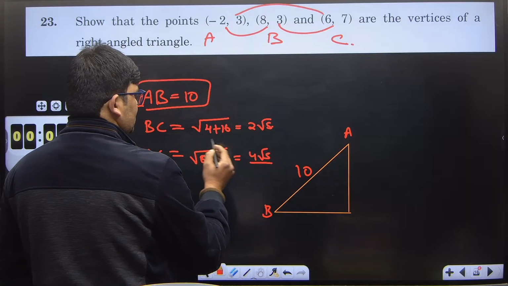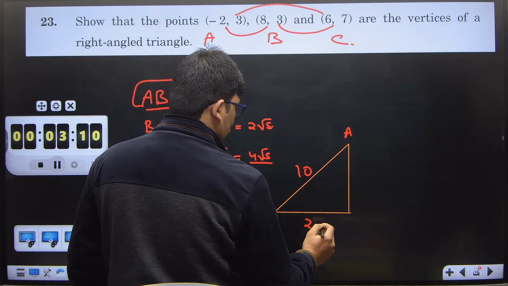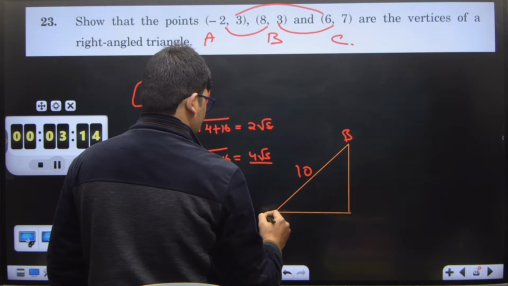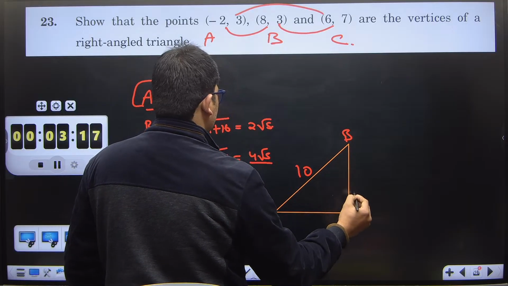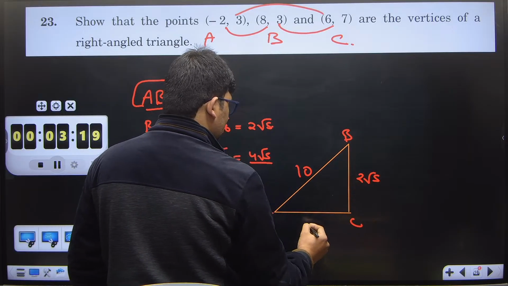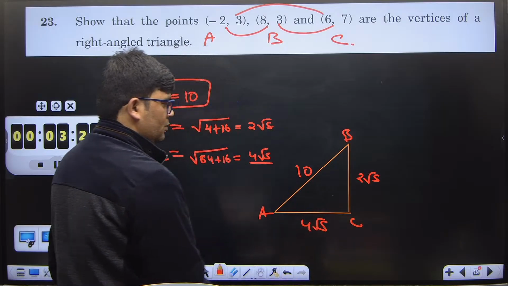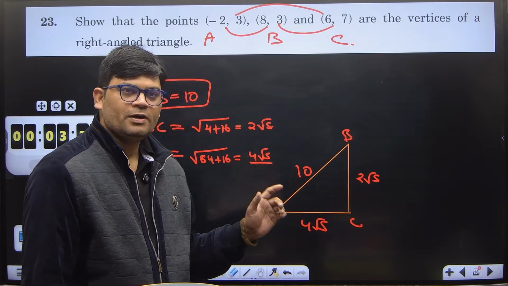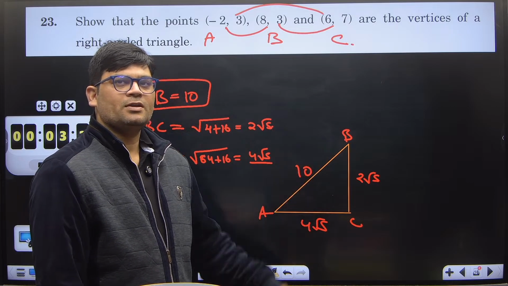So BC is given as 2√5. This is given as 4√5. You can check: 2√5 whole square is 20, 4√5 whole square is 80, 80 plus 20 is 10 square.